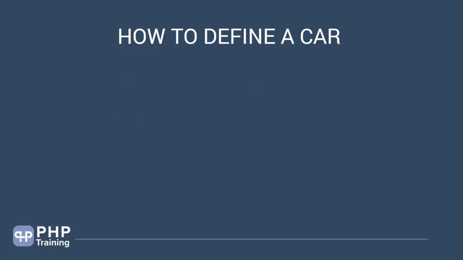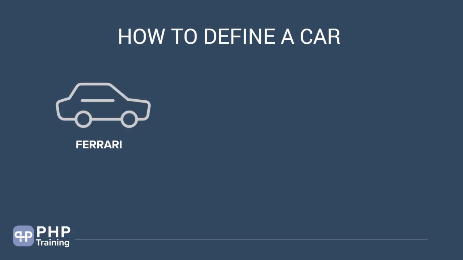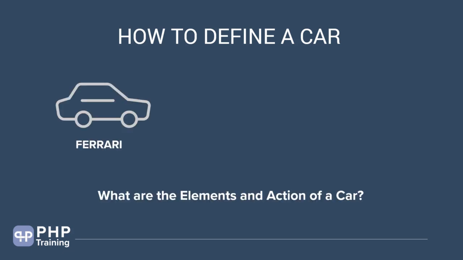Okay, so let's take a step back and understand how to define a car. Then we'll try to understand what are the property and the methods. To define a car, let's say you have a Ferrari car and you want to define the elements and the action of the car. That's basically the features of a car, right? What are the elements of the car? The car could have color, it could have name, it could have the tire, the shape of it. So there will be elements of a car, that's the parts of the car.